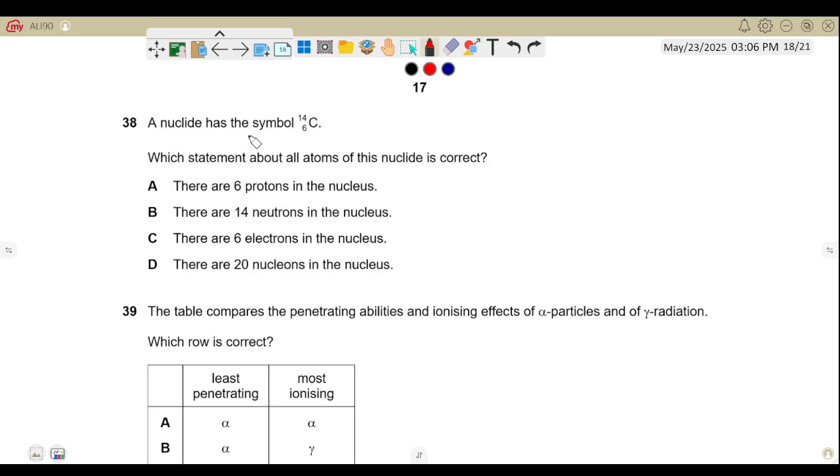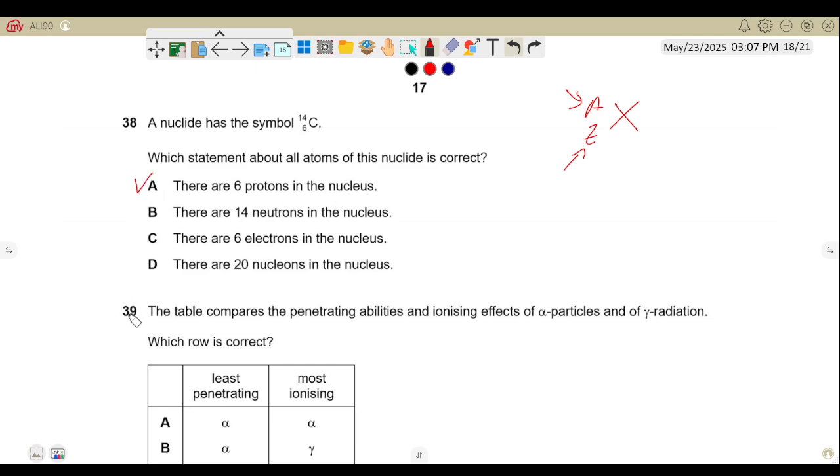A nuclide has the symbol carbon-14, with atomic number 6. Which statement about all atoms of this nuclide is correct? A: There are 6 protons in the nucleus. In general a certain element in the periodic table is represented as X with A and Z. This is the mass number and this is the atomic number. Atomic number means number of protons inside the nucleus. So for A here there are 6 protons in the nucleus.